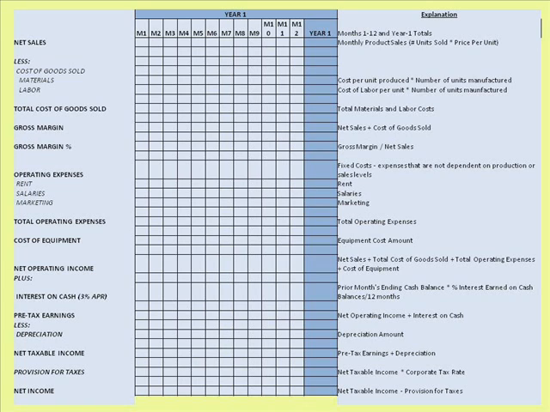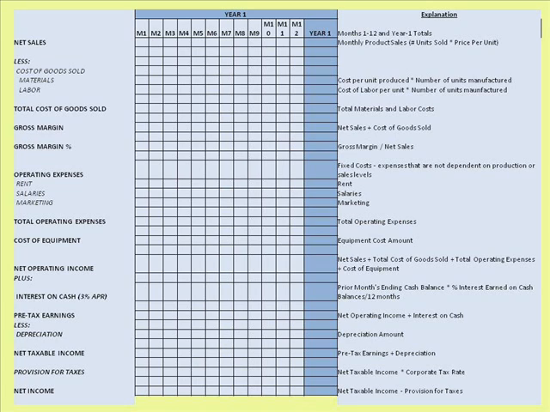And then you calculate your gross margin percent. To calculate that, you take the gross margin that you just calculated divided by the net sales. So both those values come from up above. Gross margin divided by net sales.